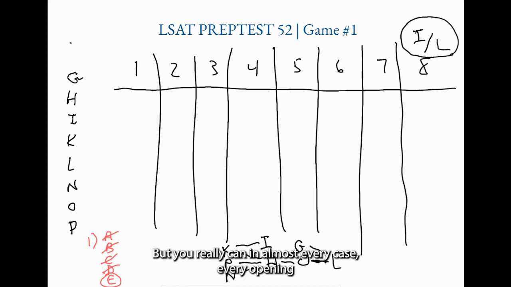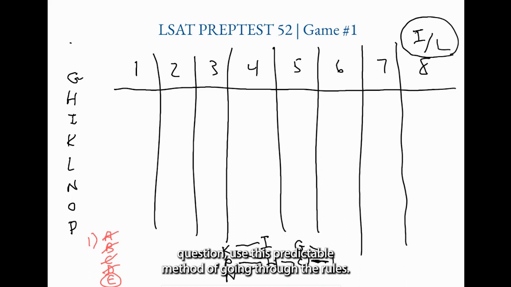But you really can, in almost every case, every opening question, use this predictable method of going through the rules. Now here's where we skip a question. We're going to go to number 3 because the conditional questions, the ones that start with if, are the best ones to address next.